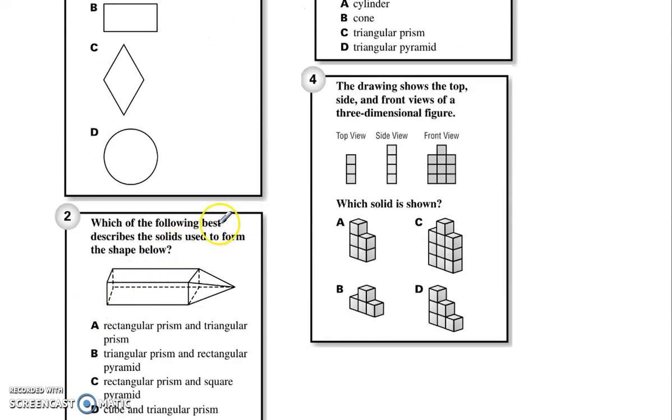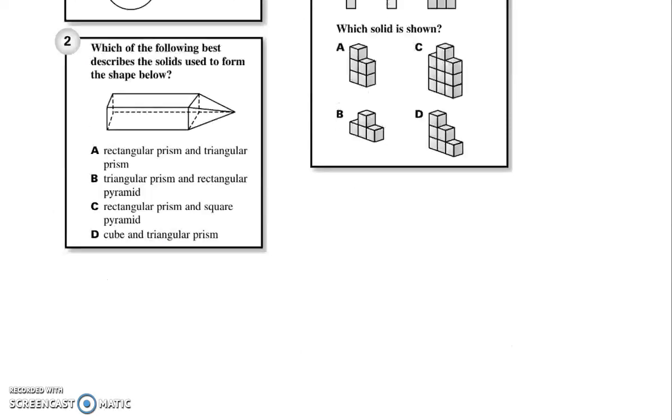Number 2, which best describes this one. We had some trouble with this. We know that this is a rectangular prism, not a triangular prism, so it can't be this one. It's definitely not a cube. Now, this can be a rectangular prism. This shape here could be a rectangle, it could be a square.